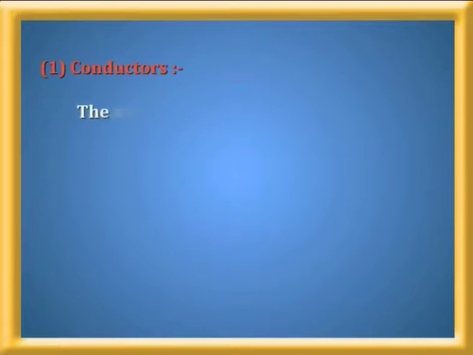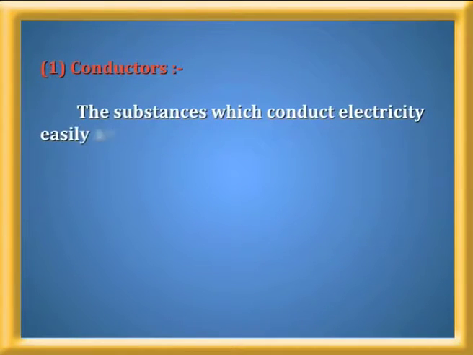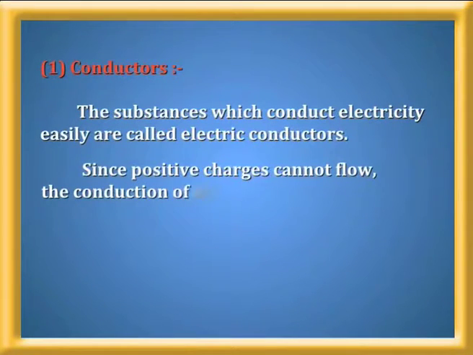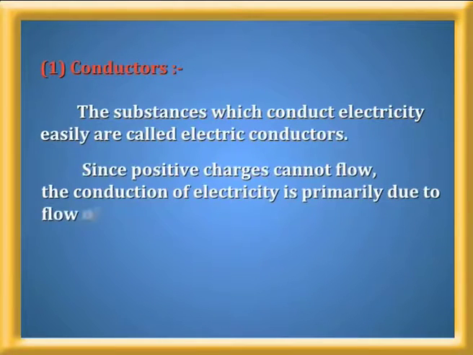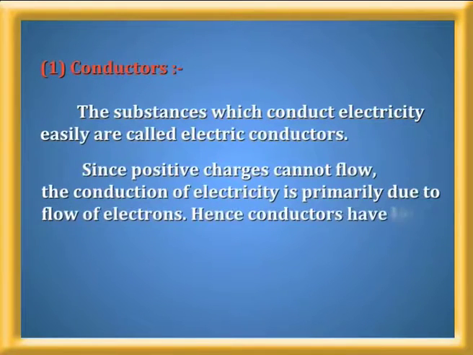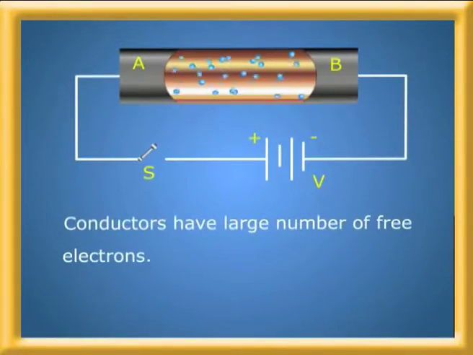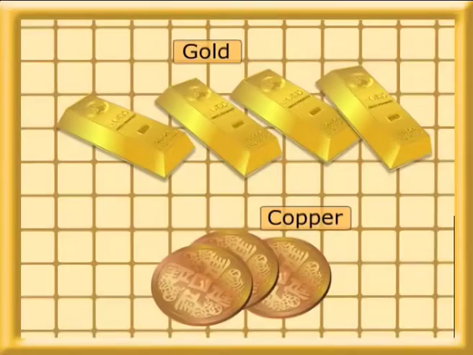Conductors. The substances which conduct electricity easily are called electric conductors. Since positive charges cannot flow, the conduction of electricity is primarily due to flow of electrons. Hence, conductors have a large number of free electrons. Example, gold, copper. All metals are generally good conductors of electricity.